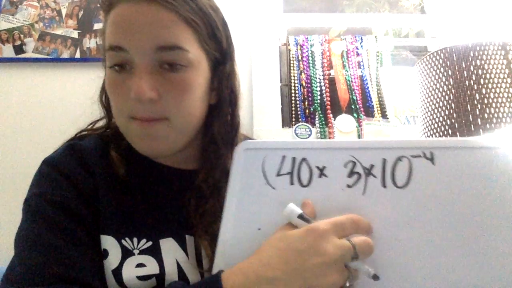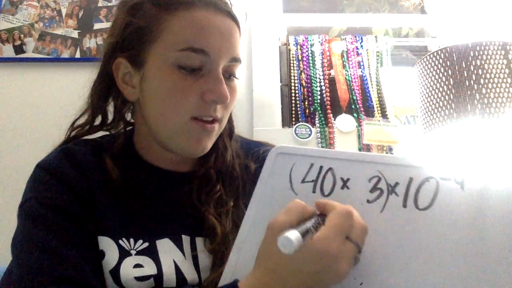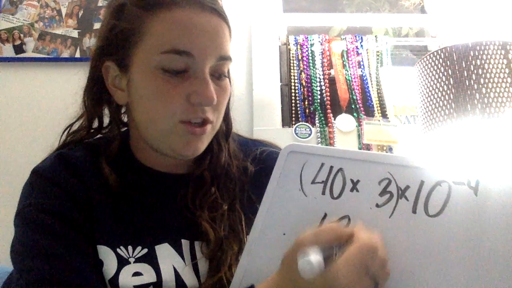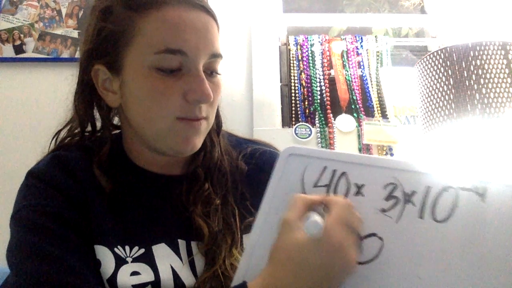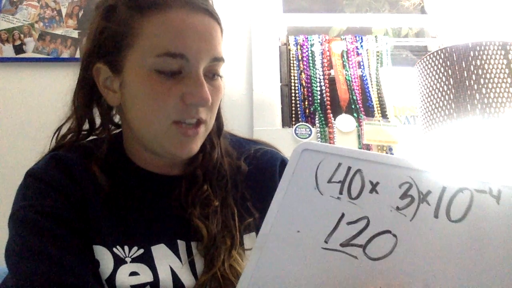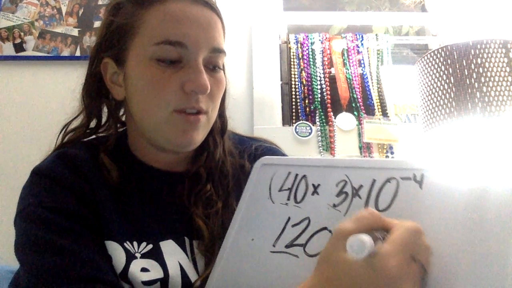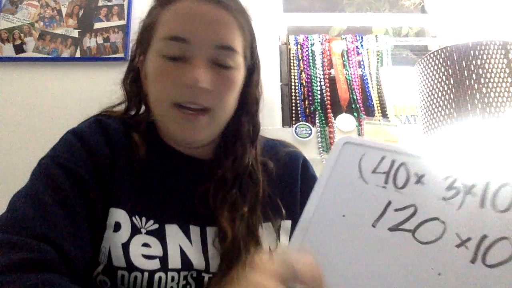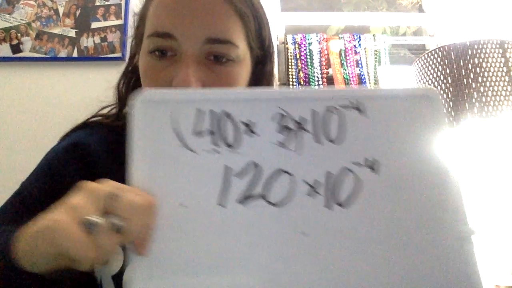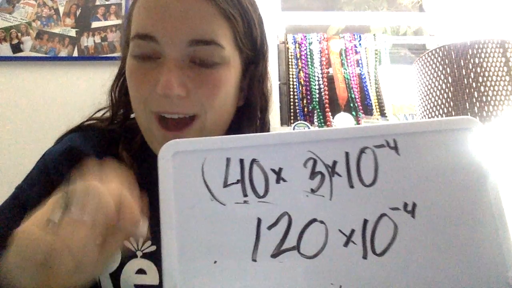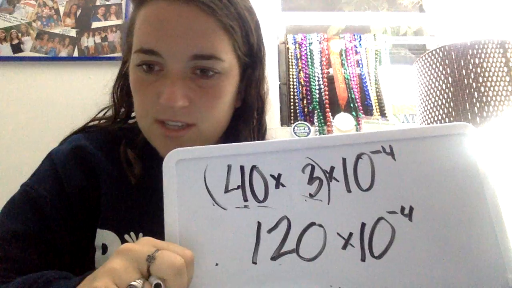Okay, so I can start by multiplying my 40 and my 3 together. 40 times 3 is what? 120. That's easy because 3 times 4 is 12. Then just add my 0. So now I have 120 times 10 to the negative 4th. All right, am I done? Is this number in scientific notation?